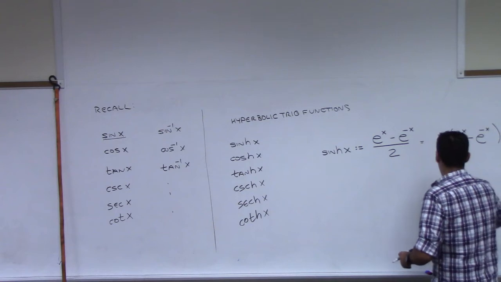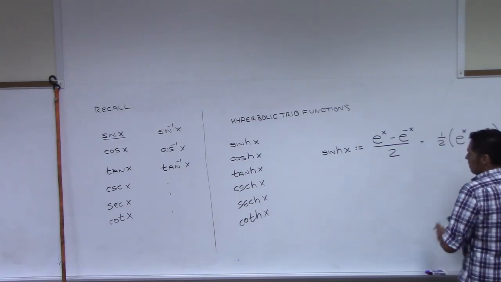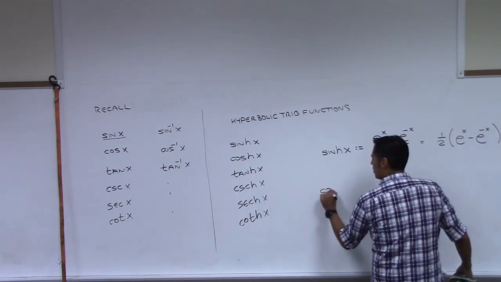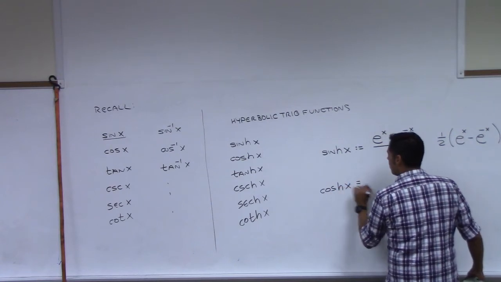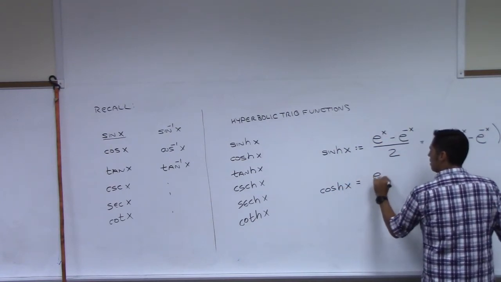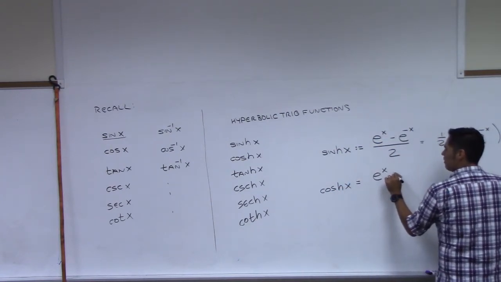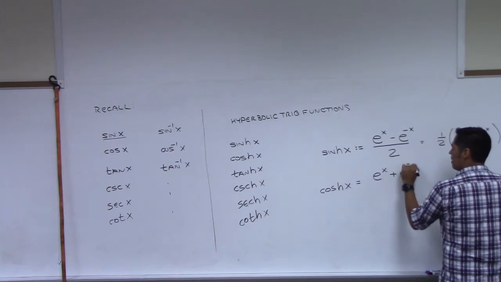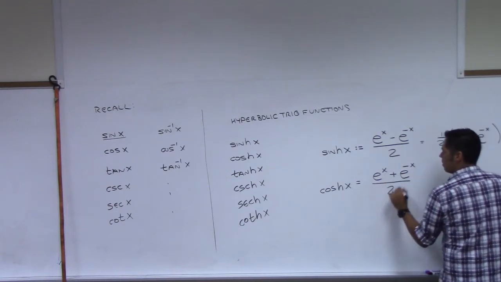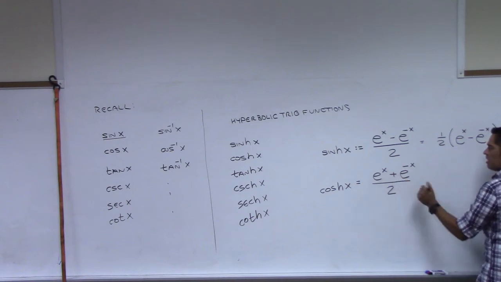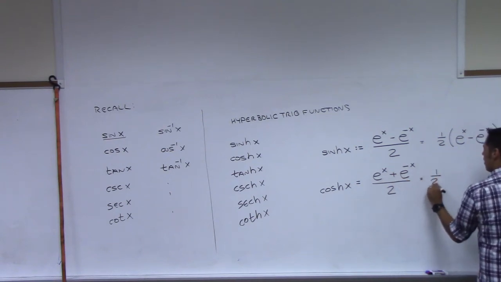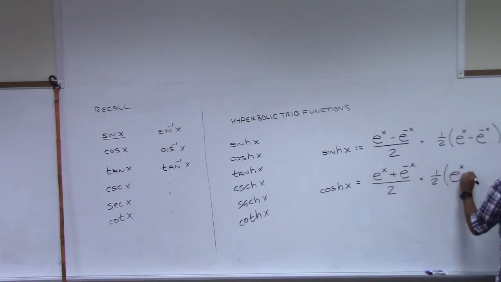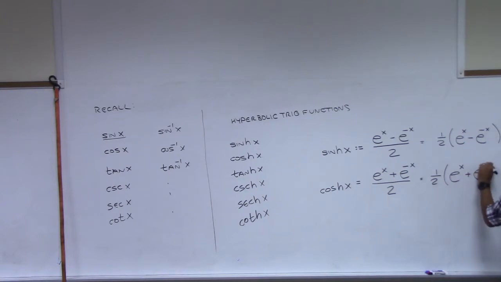Now, what's the definition of cosine hyperbolic? It's going to turn out to be really close to this. It's e to the x. The only difference is this is a plus. Everything else is the same. See? Minus, plus. That's all that changes. And so if you factor out that 1/2, you get this.